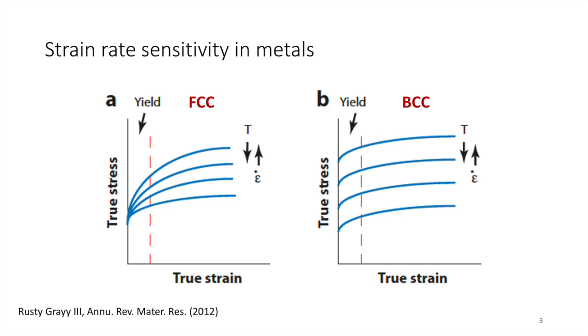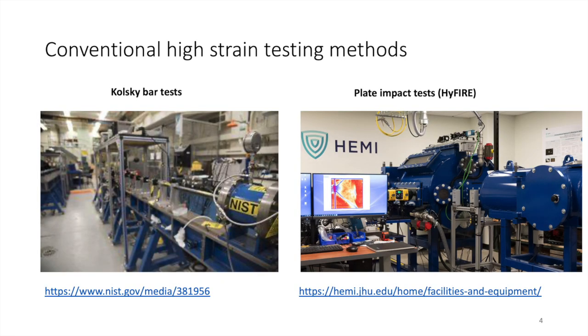The conventional way to obtain the dynamic behavior of materials is to perform either Kolsky bar tests or plate impact tests. I took the image on the left from the NIST website and the image on the right from the Hopkins website. As you can see, in both setups, they require a lot of room, a lot of lab space. In addition, from each test, you get only one data point. So this is a pretty effort-demanding technique, as well as that requires a lot of lab resources.